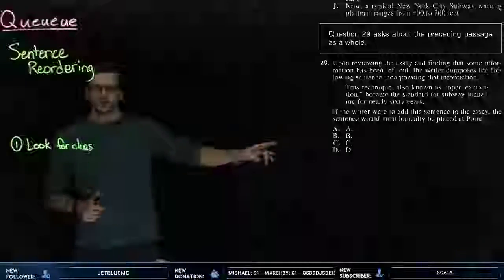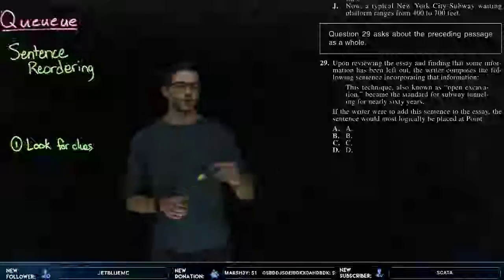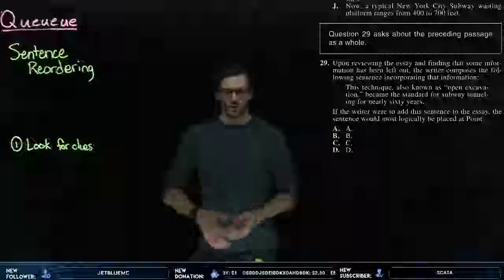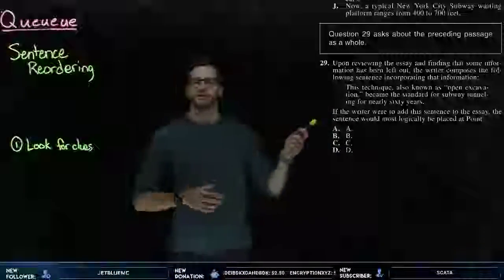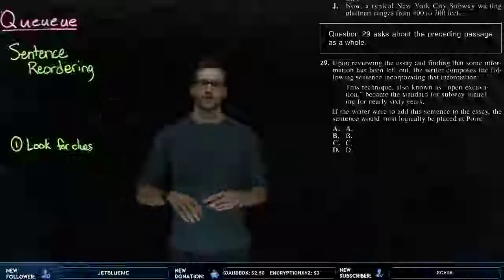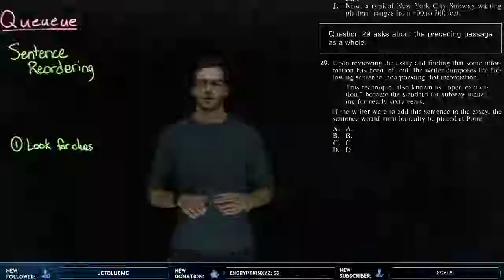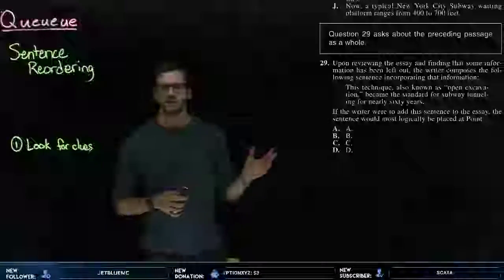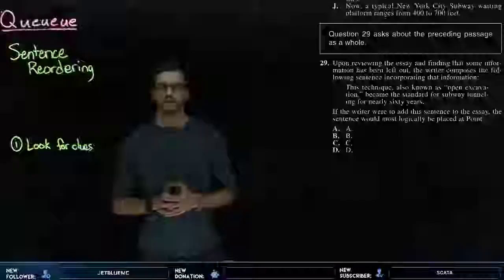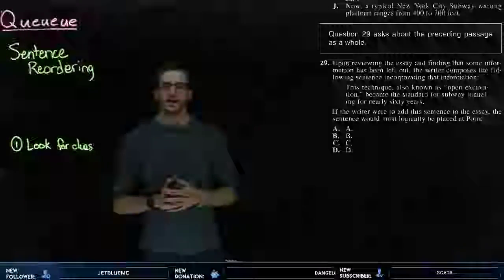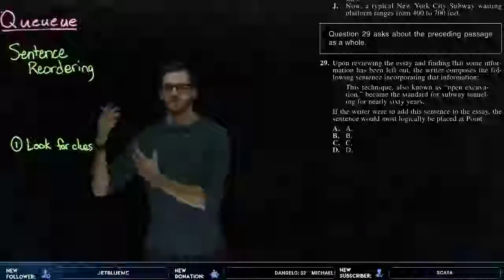So we're doing number 29 here. And this is a different one. It's not saying where should we put this sentence in a given paragraph. It's saying that we are going to put this sentence in. It doesn't exist in the passage already. And we're just going to choose A, B, C, or D. And those are marked in the passage. So upon revising the essay and finding that some information has been left out, the writer composes the following sentence incorporating that information. Here's the sentence. If the writer were to add this sentence into the essay, the sentence would most logically be placed where?